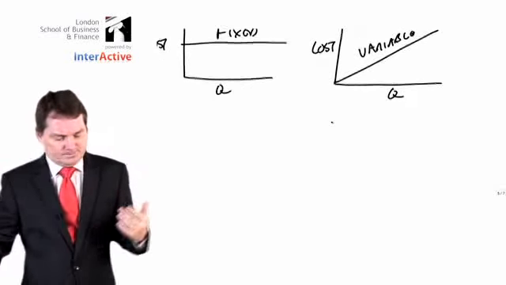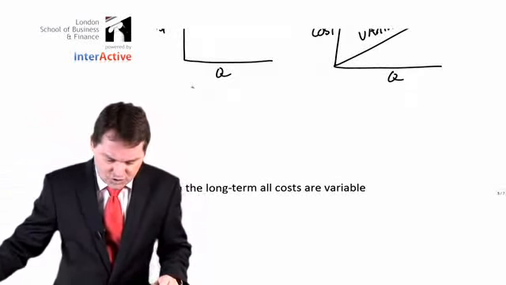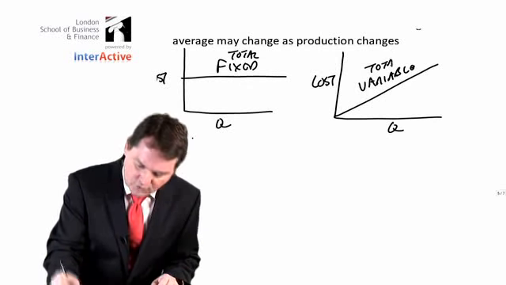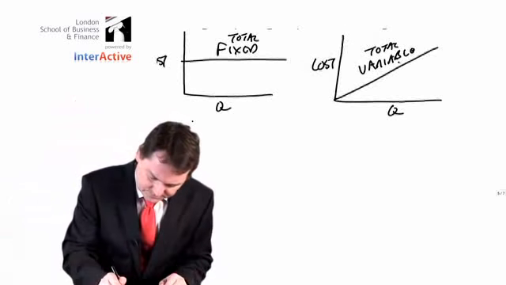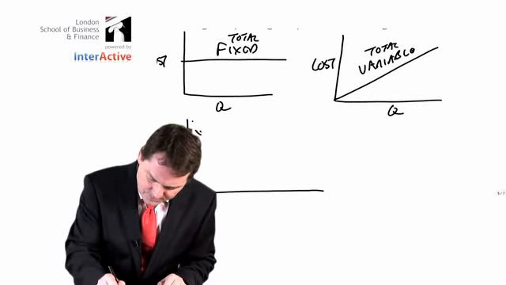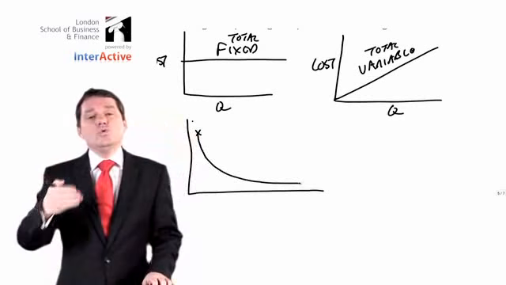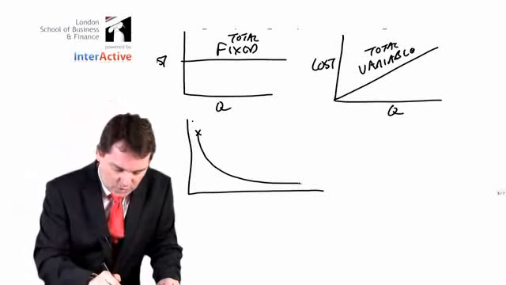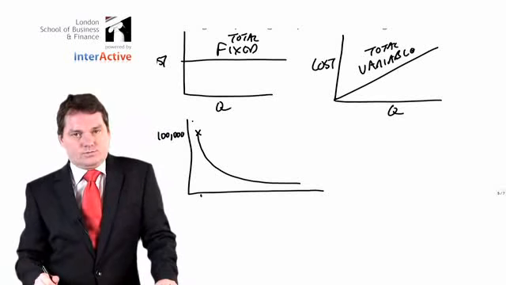Now, that's all fine. But what else we need to think about is what happens to the average. What I've got here is the total of those costs. But what happens to the average? Well, I hope you can see that the average fixed cost will actually come down. You spend £100,000 on the rent of a factory and you make one car. So you make one car, the average cost is £100,000.